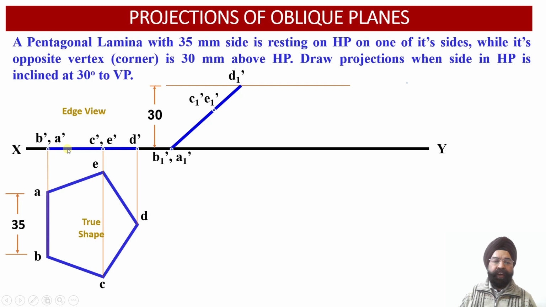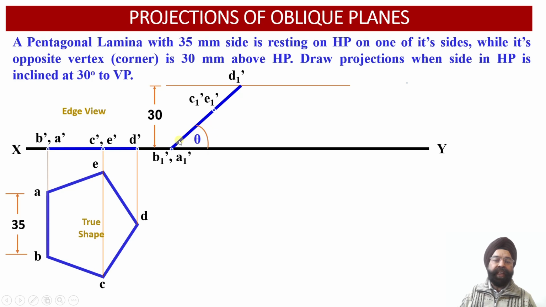Thereafter, we again open the compass equal to this distance, that is the distance between B dash, A dash and C dash, E dash. Now again with this point as the center, or the needle point, we are going to draw an arc which has the same distance as between B dash, A dash and C dash, E dash over here. This way the C1 dash and E1 dash points will be located over here.